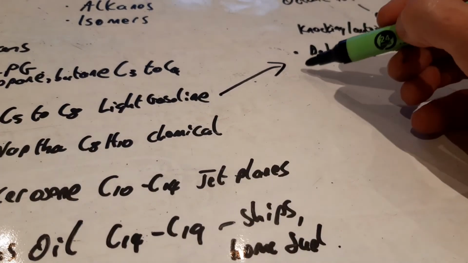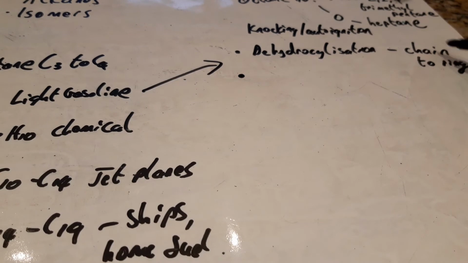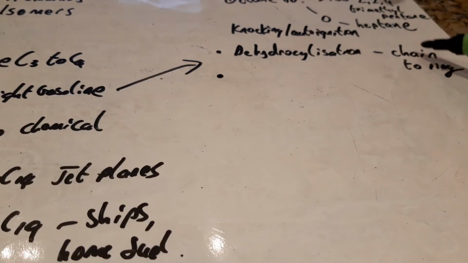Okay, you don't need to know what that catalyst is. It's not important. What's important is the name of the process, and that you can identify it if you're given an example, and that you realize that what's happening is a chain is turning into a ring.